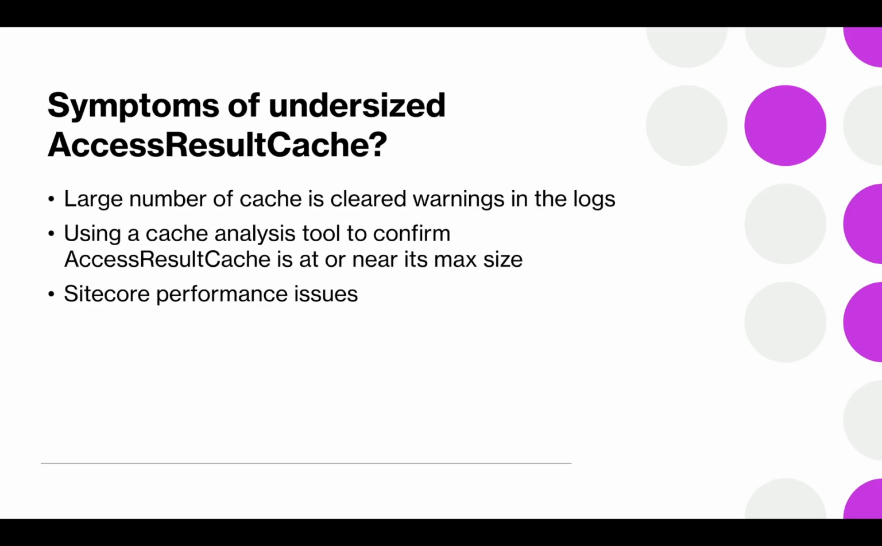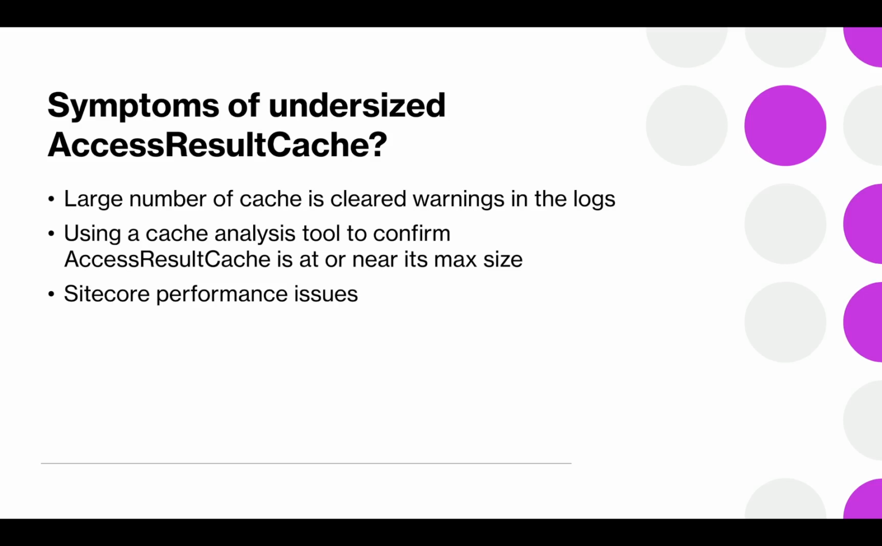What are some symptoms of undersized access result cache? One of the symptoms is a large number of cache cleared messages in the logs. Basically, you can see a lot of warnings where Sitecore is logging that access result cache has been cleared. We're going to see how those logs look on the next slide.